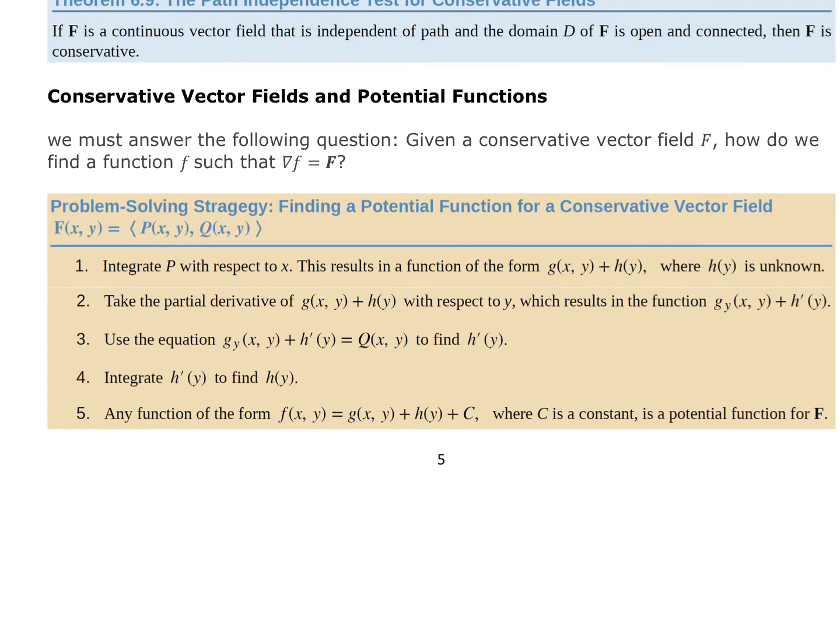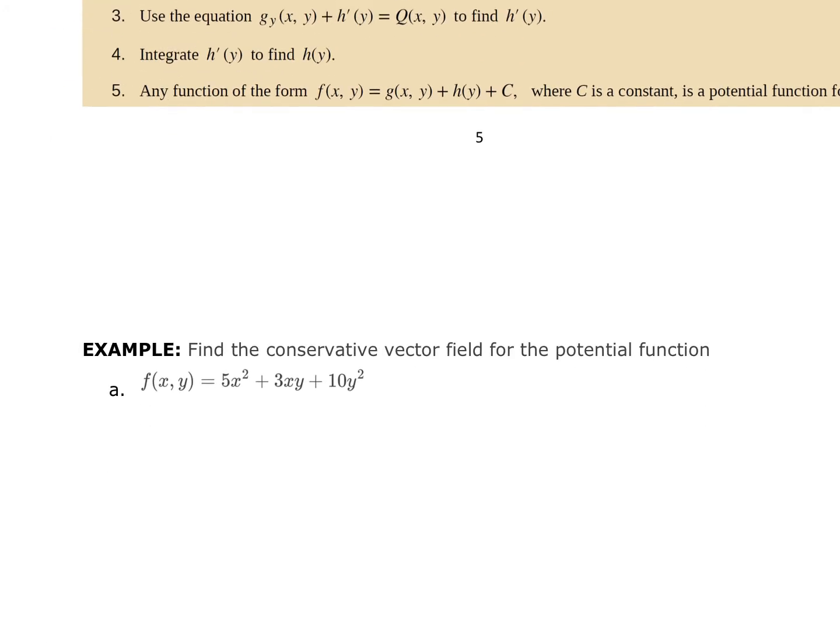Here are some steps that we can do. We can integrate p with respect to x. This results in a function g of x,y plus h of y, where h of y is unknown. We take the partial derivative of g of x,y plus h of y with respect to y, which results in this function. We set this equal to q, and we integrate h prime to find h. Lastly, any function like this where c is constant is a potential function for F. Let's go through an example.